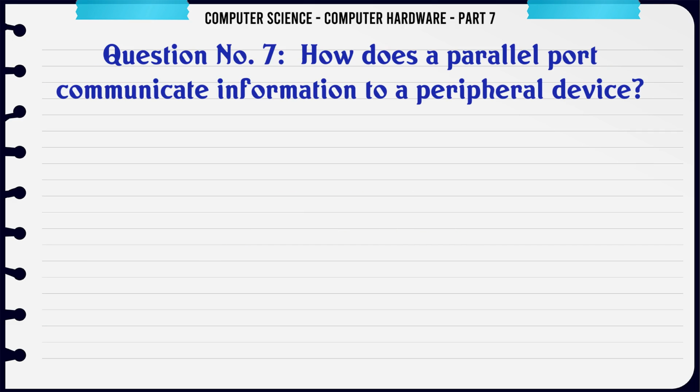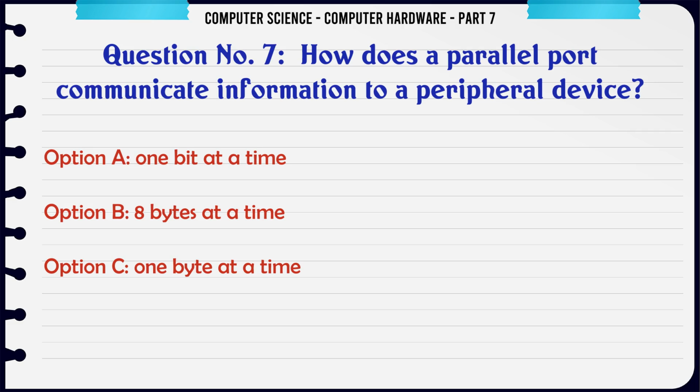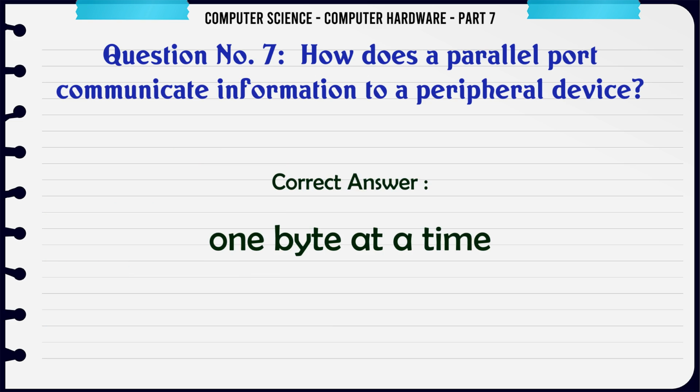How does a parallel port communicate information to a peripheral device? A. 1 bit at a time, B. 8 bytes at a time, C. 1 byte at a time, D. 16,555 bytes at a time. The correct answer is 1 byte at a time.